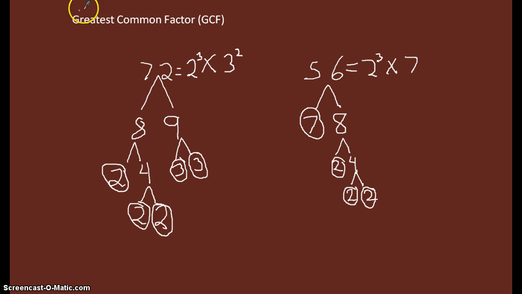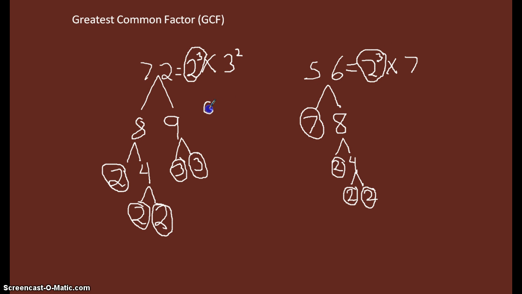Now, when we do a greatest common factor, which is abbreviated GCF, I want to look for those factors that 72 and 56 have in common. Now, I see I have 2 to the third power here, and I have 2 to the third power here. I have a 3 squared here, but I don't have a 3 squared here. I have a 7 here, but I don't have a 7 here. So the only thing that I have in common is 2 to the third power.